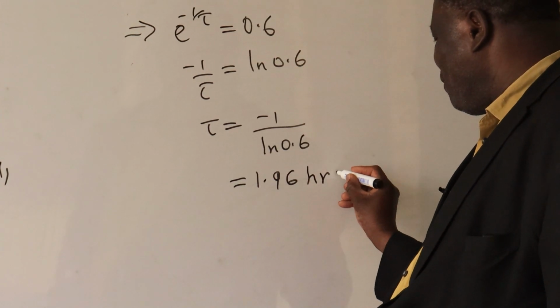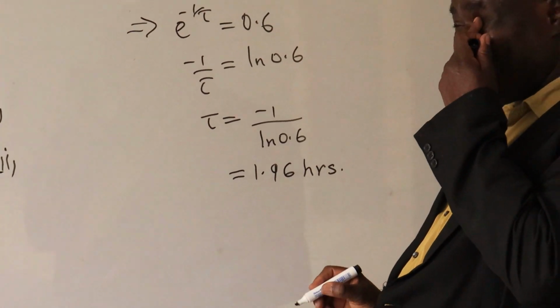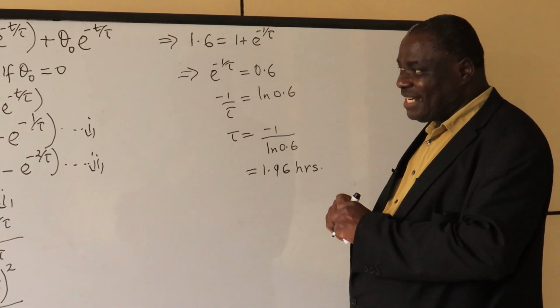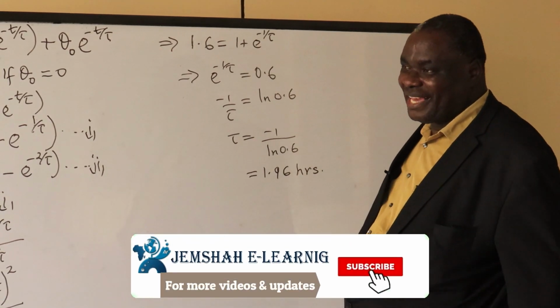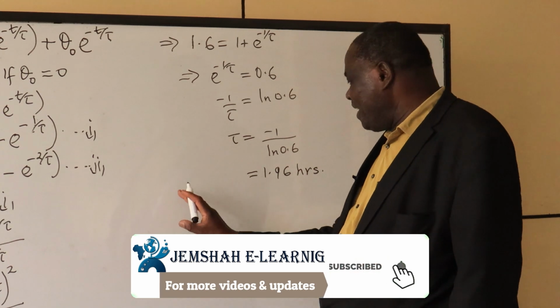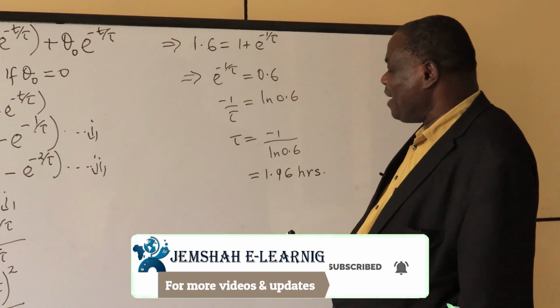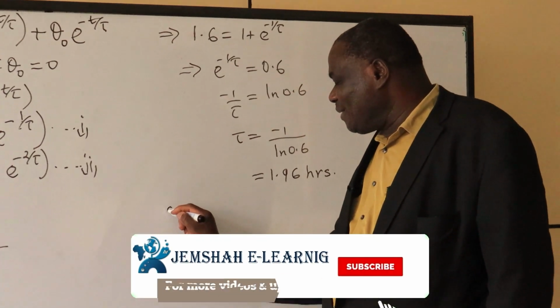1.96, and this is in hours. That is our heating time constant that we have evaluated from the two conditions that were given. Now from this, we can get theta M.